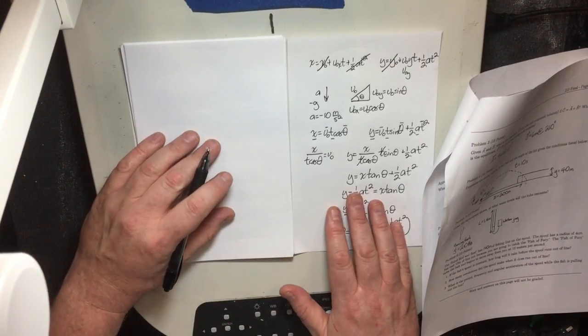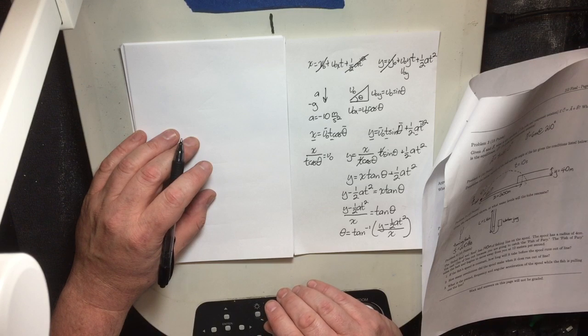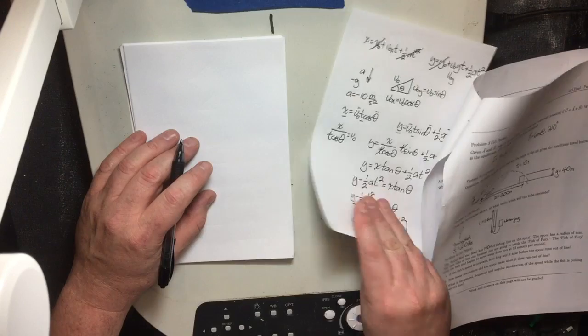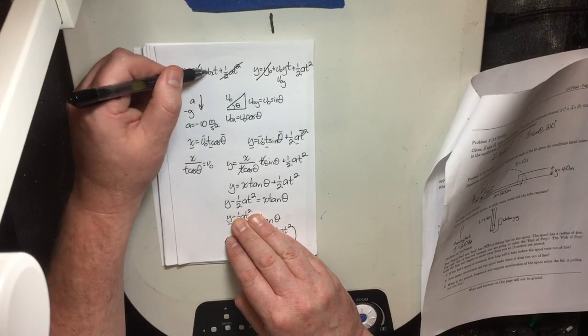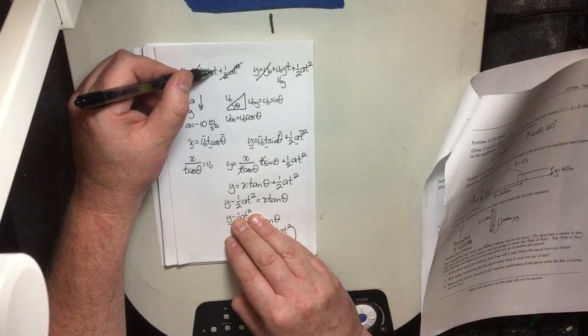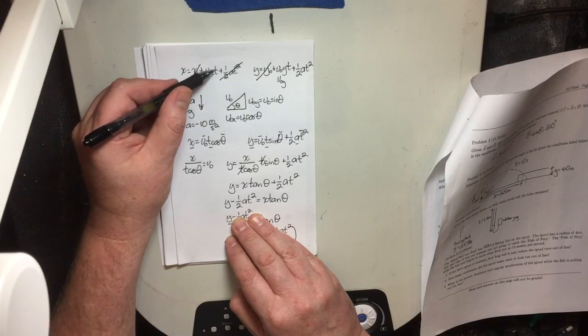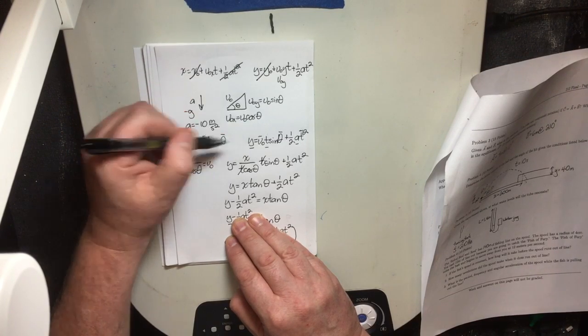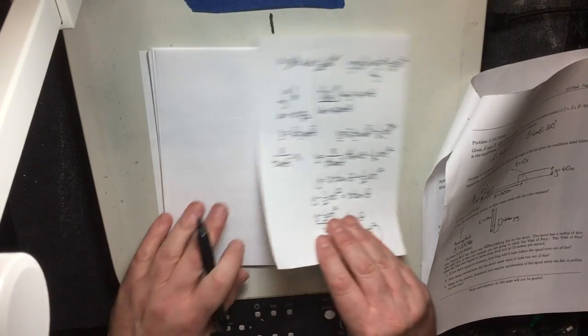Well, x is v naught x t, and v naught x is v naught cosine theta. So the t comes down, the v naught cosine theta comes down as well.